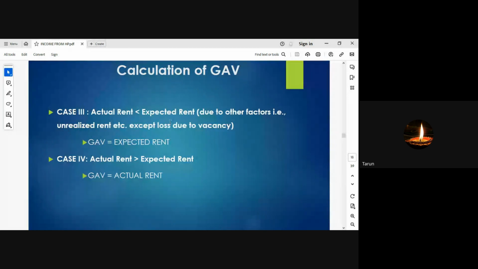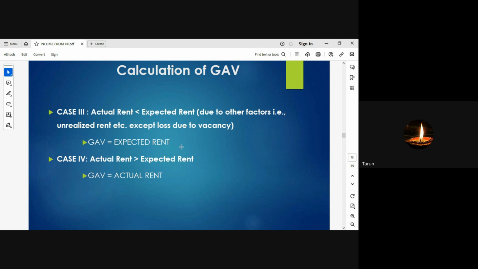Now we talk about a similar pattern, case third and case fourth. In case third, if the actual rent is less than the expected rent, then the gross annual value is equal to the expected rent. And in case fourth, if the actual rent is more than the expected rent, then the gross annual value is equal to the actual rent. So these are the four cases where you need to remember or understand the concept.